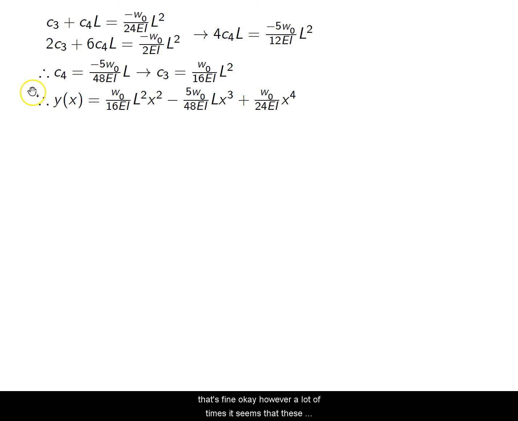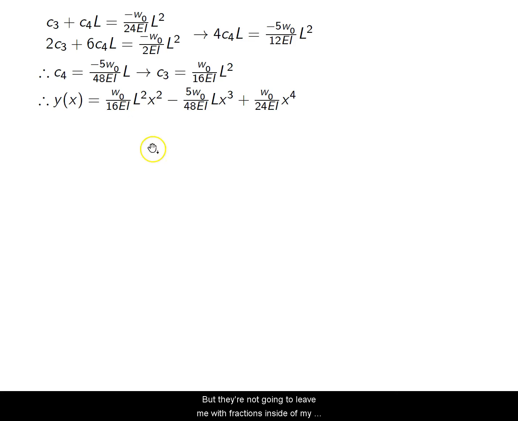However, a lot of times it seems that these things simplify pretty well. So notice that I have denominators that are very similar. All of these things are multiples of 8. I can pull out a 1/8 W0 EI x squared minimum.